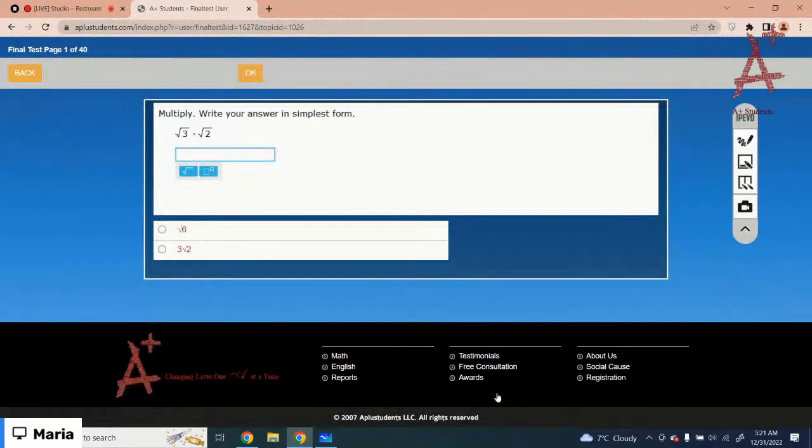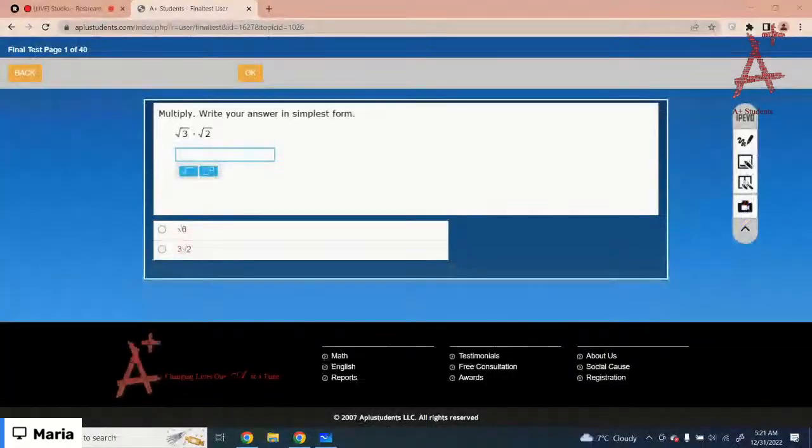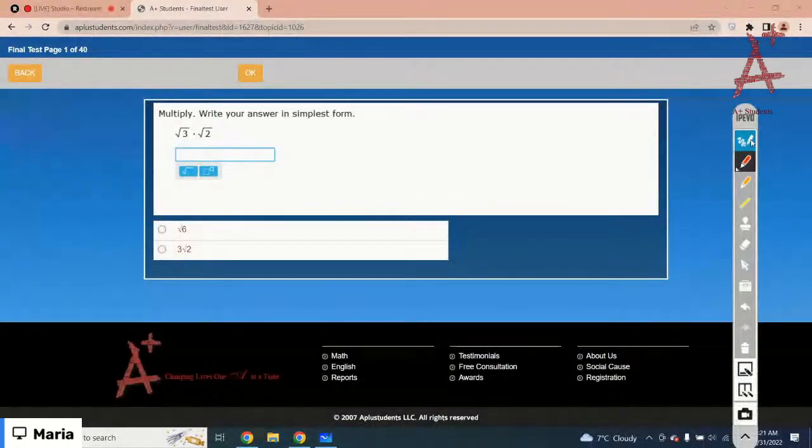Multiply means the things that are inside the radical, you can multiply them. Got it? You can write them in the same radical. It would be 3 times 2, and 3 times 2 is 6. So the correct option is option number 1. Just select the correct option and click on the OK button.